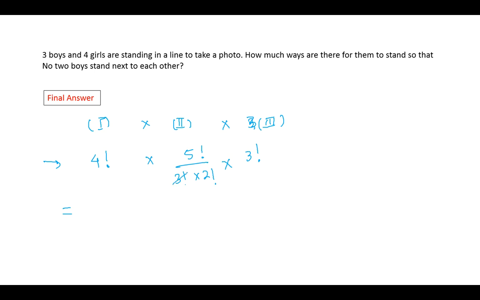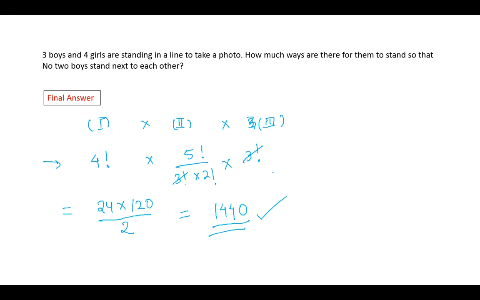So this gets cancelled out, 3 factorial. Okay, we know that the value of 4 factorial is 24 and value of 5 factorial is 120. 2 factorial is 2. So if you solve this, you will get nothing but 1440. So this is your final answer, and this is the number of ways I can do the arrangement given under the set of conditions.